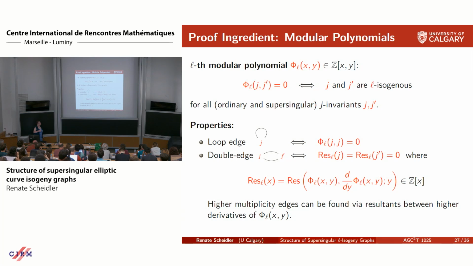The properties are, for example, if you have a loop edge, then you stick in j for both variables, and you get 0. And for a double edge, so this also tells you about edge multiplicities. So how do you get multiplicities of roots?